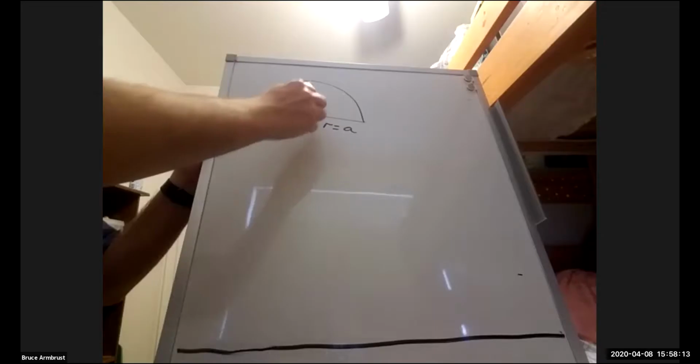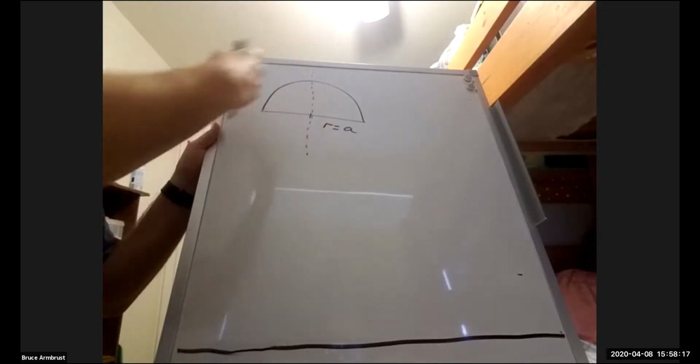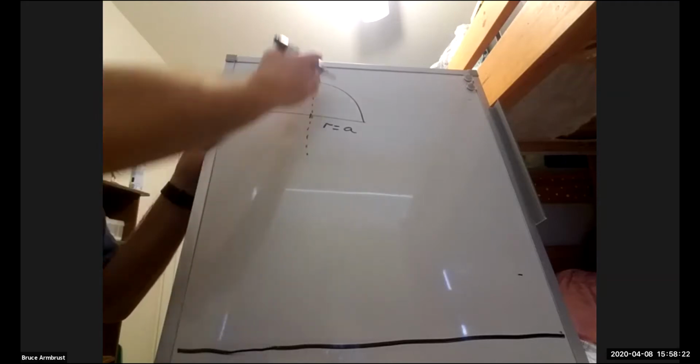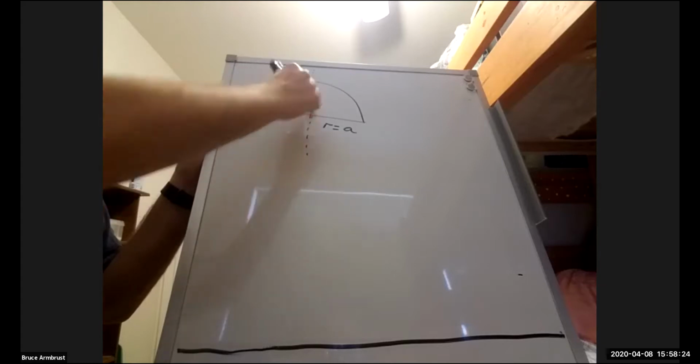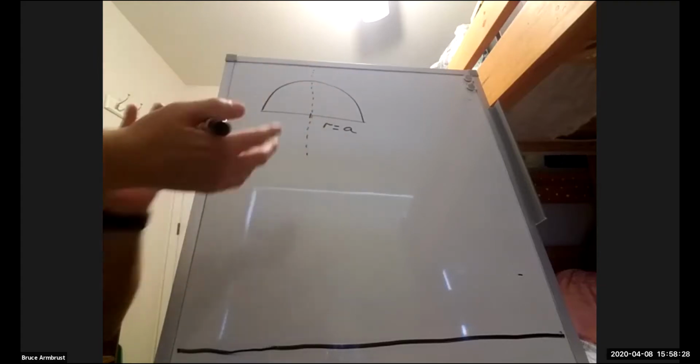Yeah, it would be the center, right? The center is going to be exactly on the symmetric line. If we think about that vertical line that divides it up, we know its x coordinate is going to be somewhere on there. So the center of mass is going to be somewhere on this dashed line, just because of the symmetry.